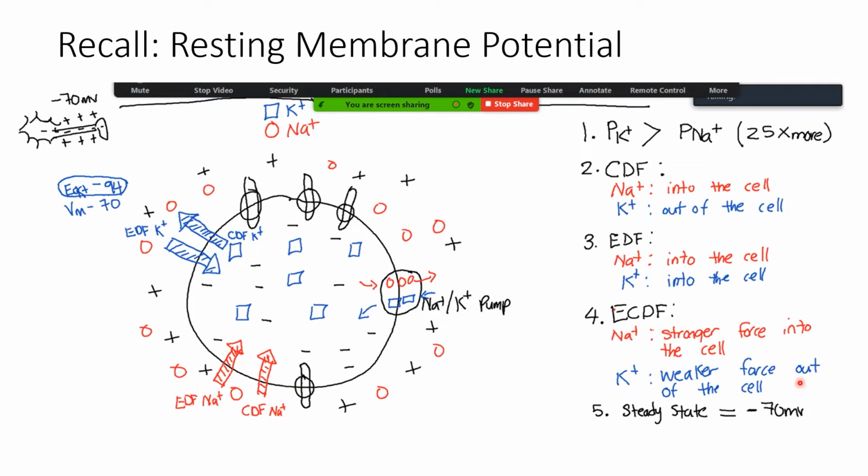On the opposite end, we combine the forces for potassium, which is in opposite directions, and we see that the chemical driving force is the bigger force. So we subtract the electrical driving force, and so now we have a weaker force for potassium moving out of the cell, but again, it has more opportunities to do so. So it has more channels, so it has a higher permeability.